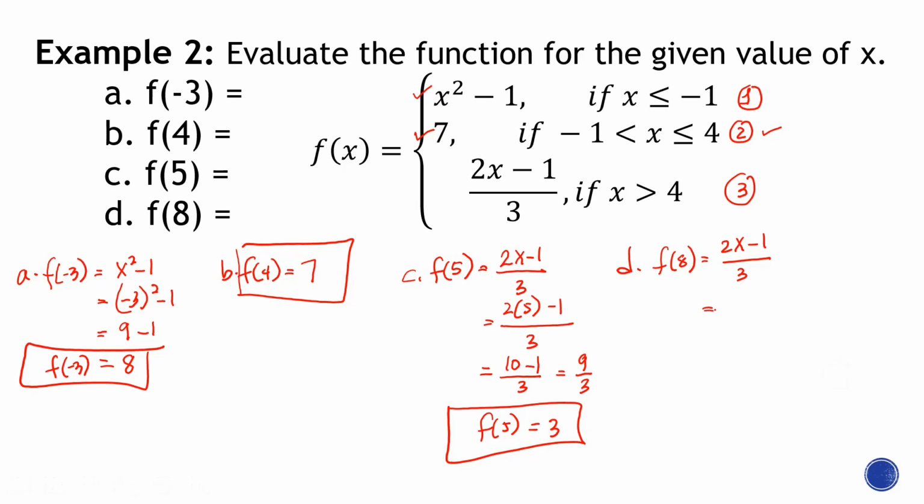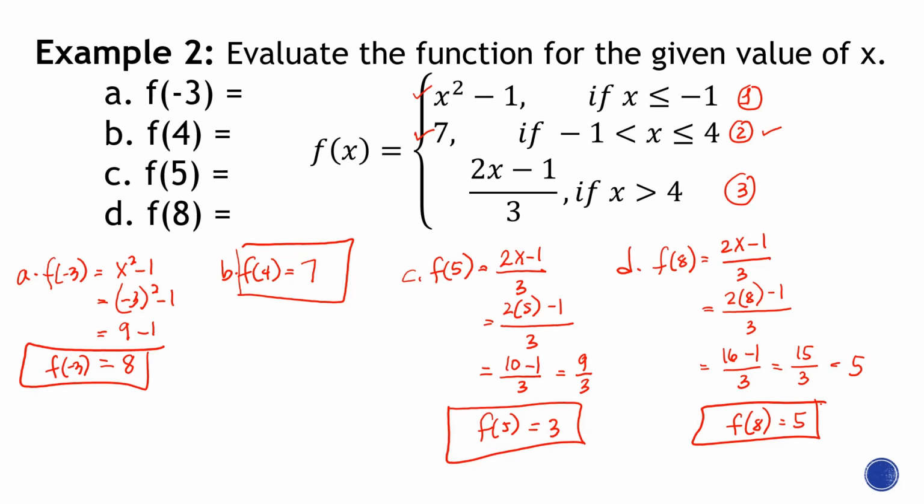So this is equal to 2 times 8 minus 1 over 3. 2 times 8 is 16 minus 1 over 3. 16 minus 1 is 15 over 3, right? Which is equal to 5. So that means f of 8 equals 5. Okay, let's go to the next example.